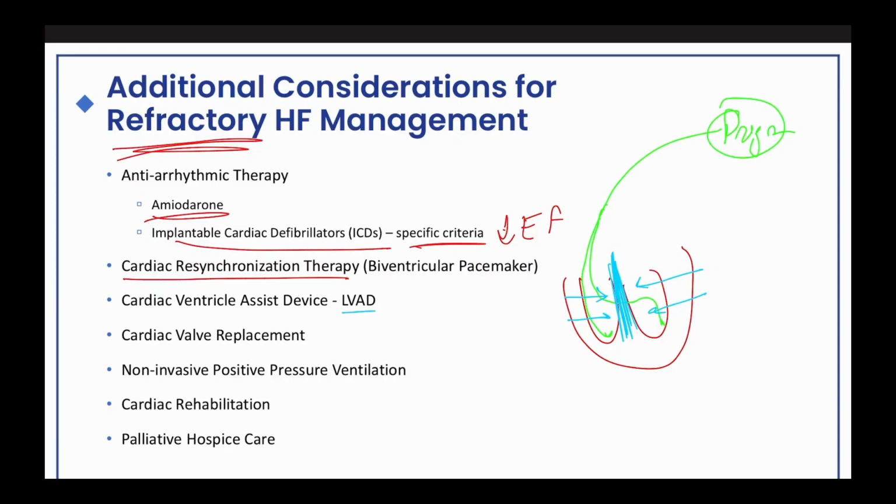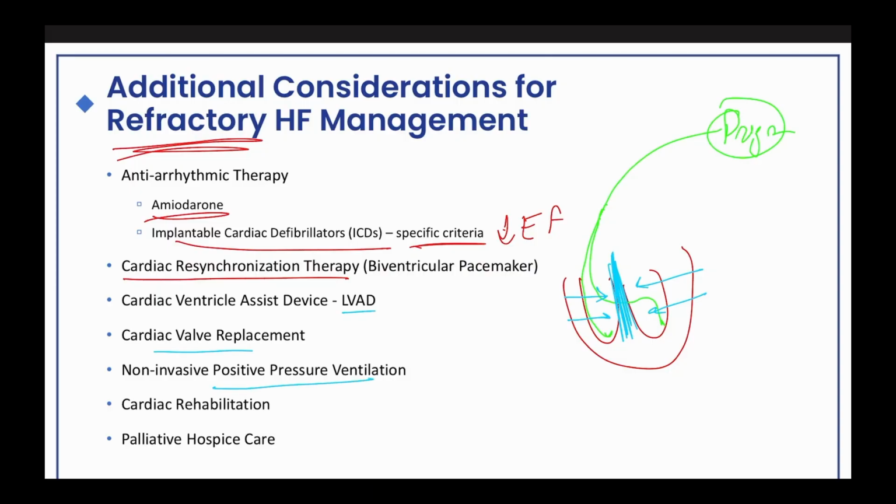LVAD is that device for people whose heart is just not squeezing anymore. The heart fatigued out. It's not going to recover. They need a heart transplant. This kind of assists them. Cardiac valve replacement. What valve is synonymous with heart failures? Main one, aortic. So you replace the aortic valve, and it can hopefully help with a heart failure.